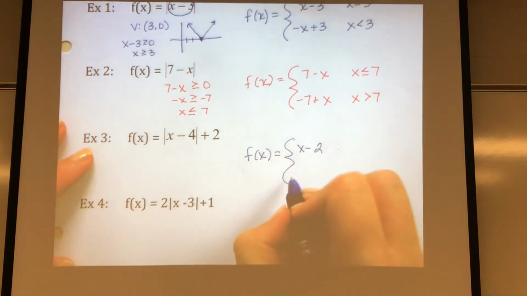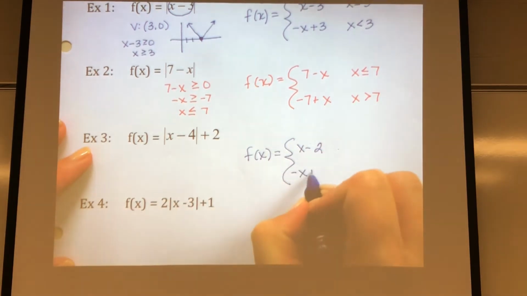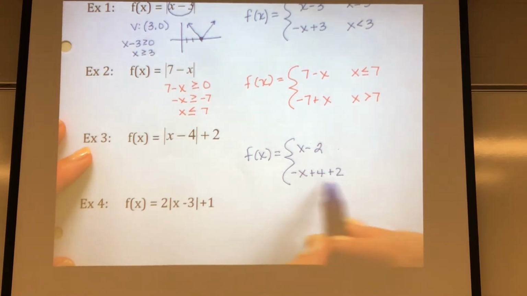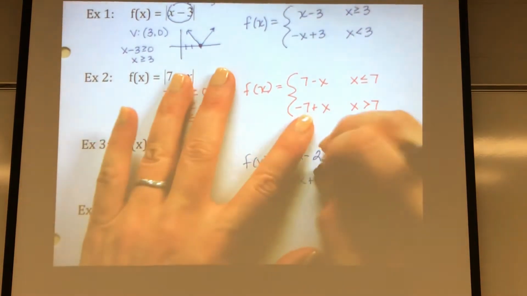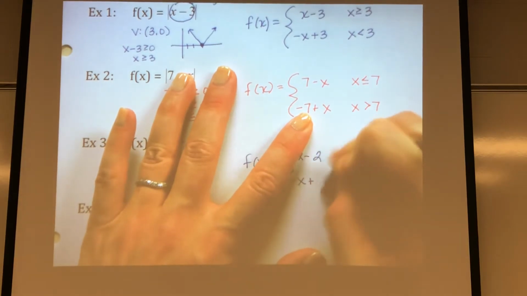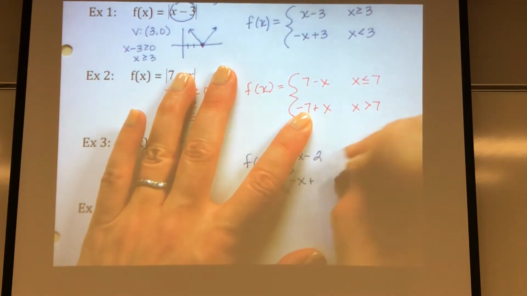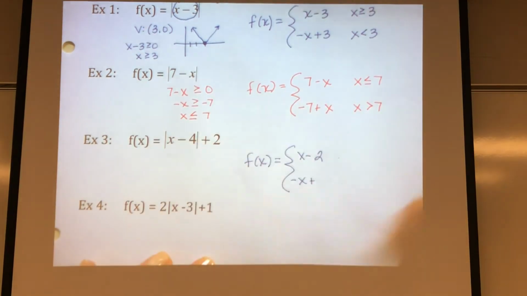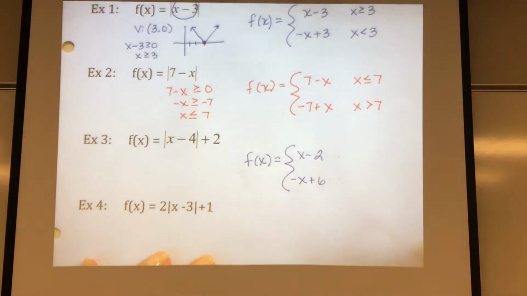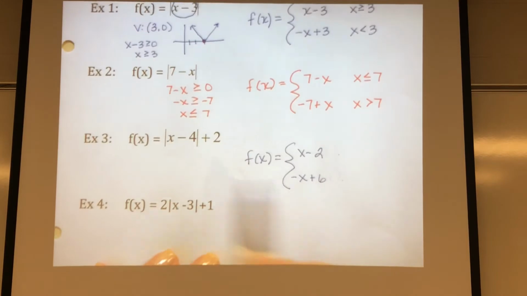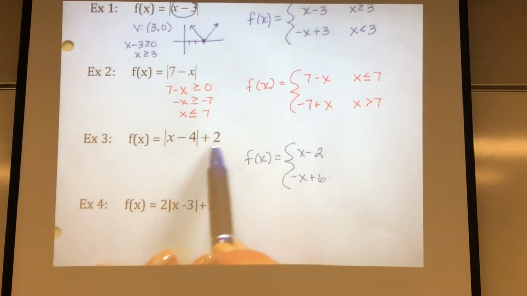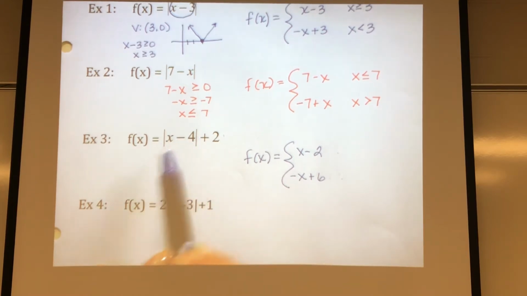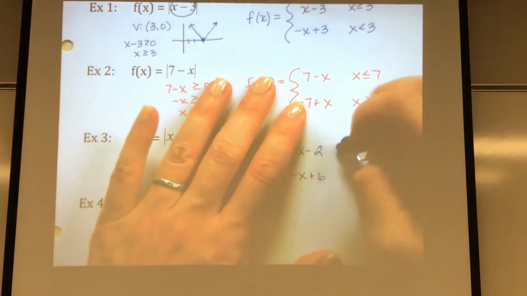And then if we did the opposite of x, it's plus 4 plus 2. But that's not simplified, so we want to take the 4 and the 2 and add those together. So we'll get a 6. So our first one always matches the argument. Second one is always opposite of the argument. But notice when we did the opposite, we didn't take the opposite of the 2. You only take the opposite of what's inside the absolute value bars.